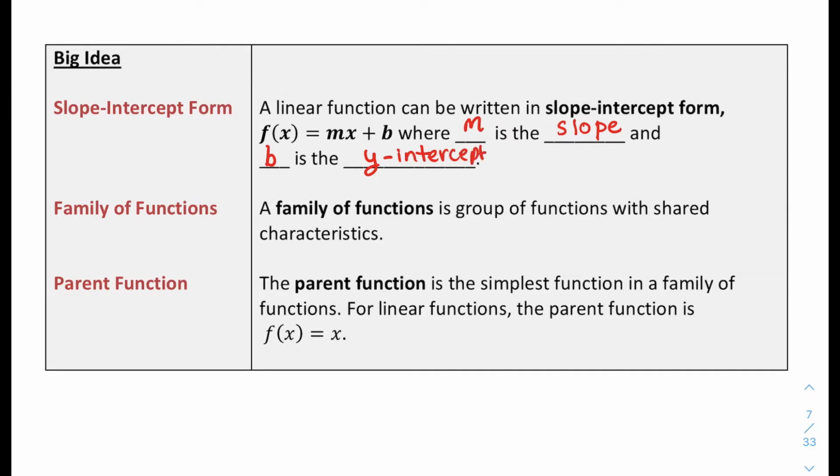A family of functions is a group of functions that have similar characteristics. Like I could have a bunch of different linear functions. They're all straight lines. They might have different slopes, y-intercepts, but they're in general kind of similar. Or I could have a family of quadratic functions that also kind of share similar characteristics. So those are different families of functions.